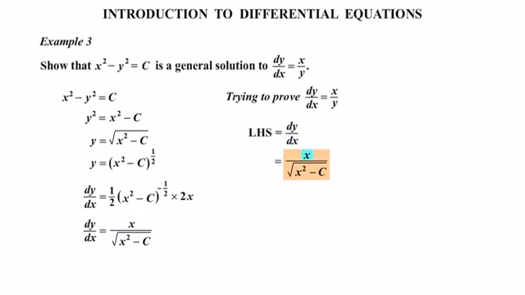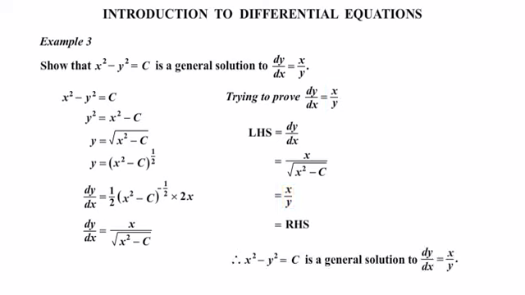We'll get the x first of all, bring that straight down. But on the bottom of the fraction, the square root of x squared minus c, does that look familiar? Well, it should, because it's right there. It's actually what y is equal to, so let's sub y in on the bottom of the fraction. Now x over y, that's what we're working to on our right-hand side, so the left-hand side is equal to the right-hand side. So once again we've proved our result, which means that x squared minus y squared equals c is a general solution to dy dx equals x on y.